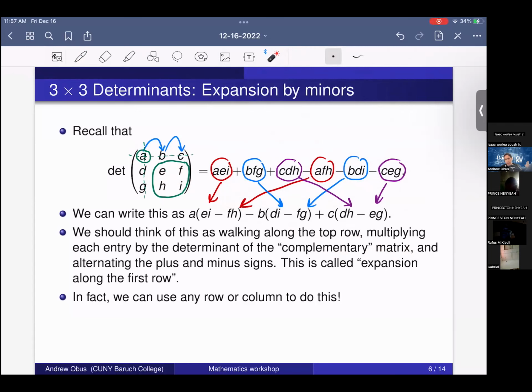It may have a name. Yeah, this could be called Sarrus's rule. I don't know what the name is, but it's quite possible. And so what you do is you multiply A by the determinant of this complementary matrix.